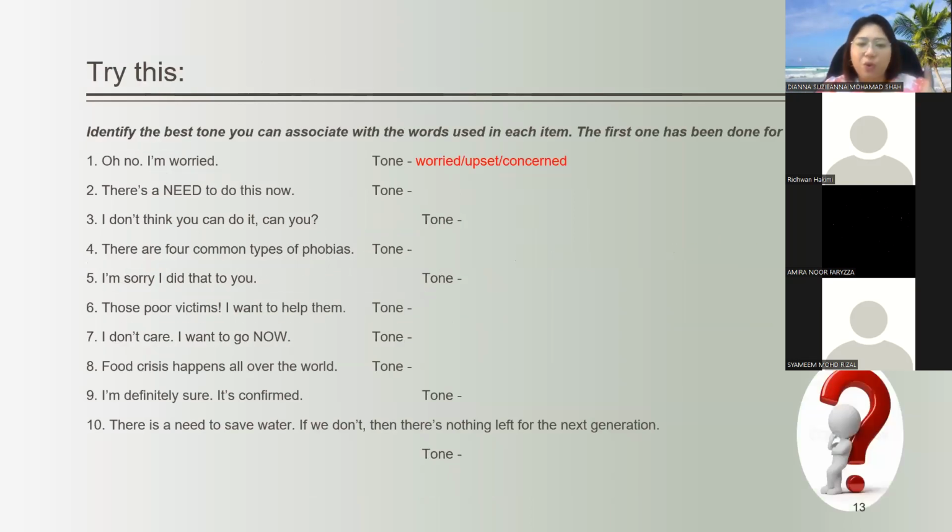All right. There are 4 common types of phobias. Definitely, this topic is somehow to inform. Hence, the tone is going to be objective.